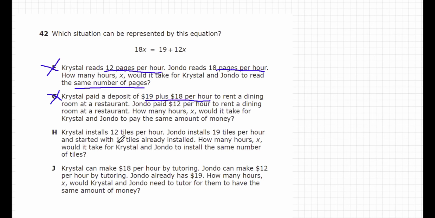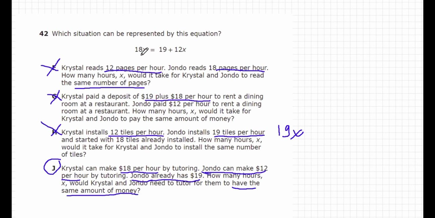Option H. Crystal installs 12 tiles per hour. John Doe installs 19 tiles per hour, which means 19 times X, so H is also incorrect. Option J. Crystal can make $18 per hour by tutoring, which means 18X. John Doe can make $12 per hour by tutoring, which means 12X. John Doe already has $19, which means plus 19. Hence, J is the correct answer.